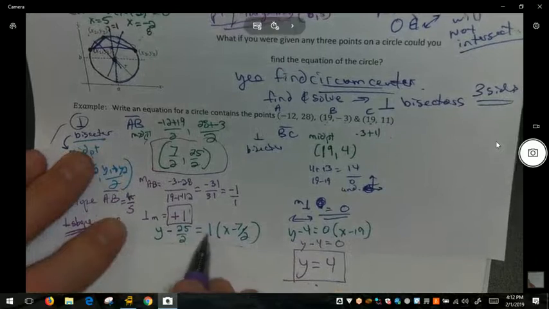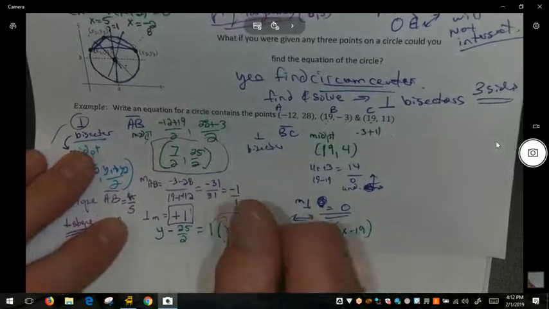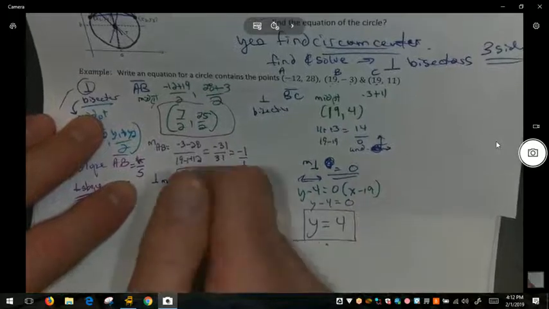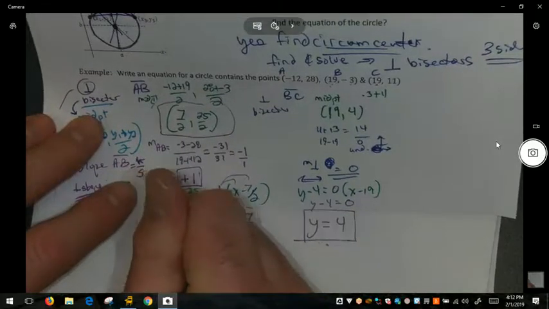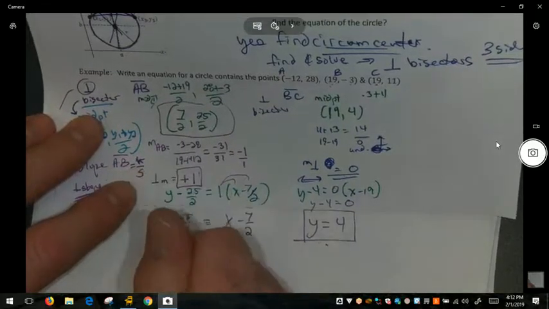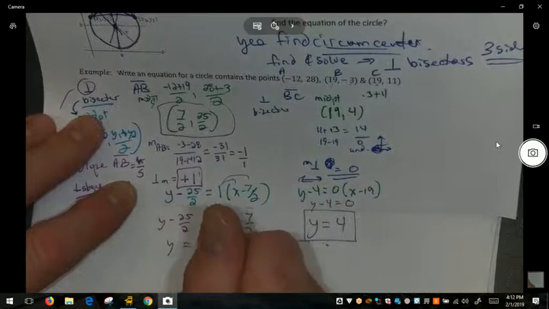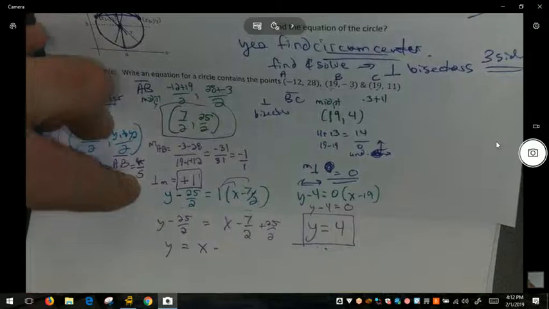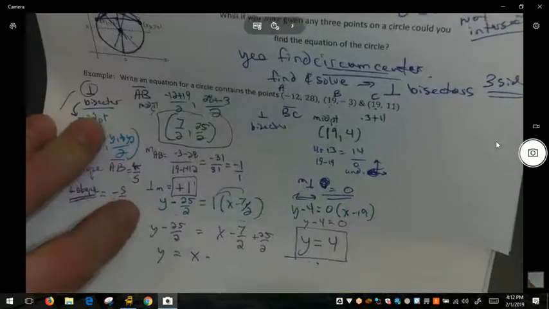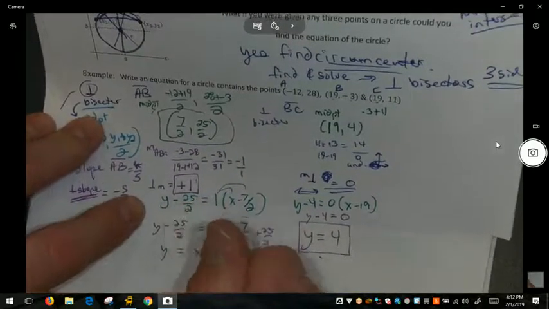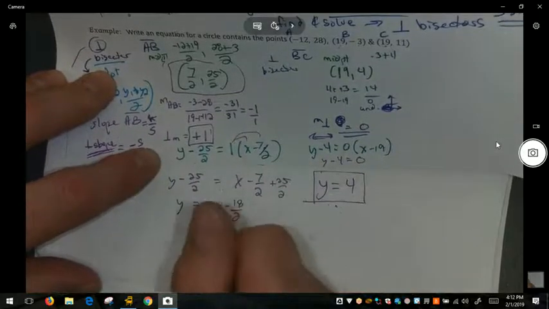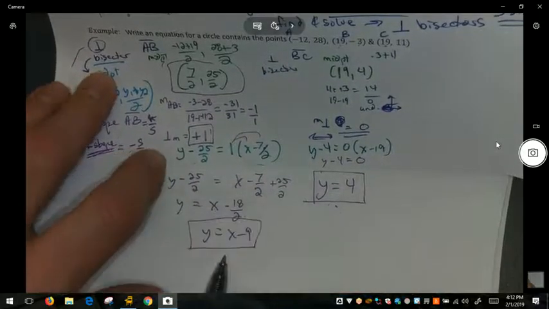And this one, well, I'm going to distribute the 1. Still going to give me x minus 7 halves. And to get y by itself, I'm going to add 25 halves. X minus, okay, so negative 7 halves plus 25 halves, 25 minus 7 is 18. So this is minus 18 halves. This is y equals x minus 9. I now have my two equations.